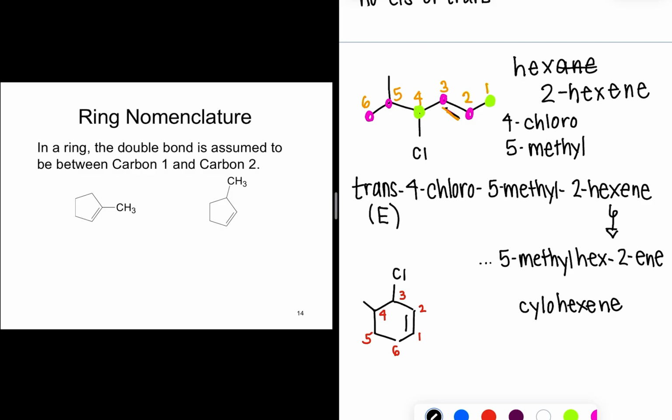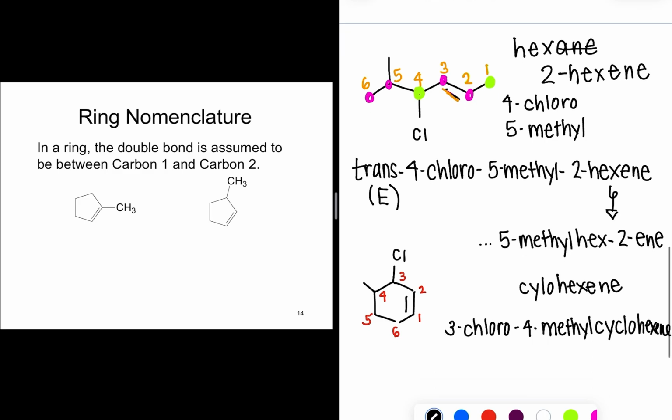And then at carbon number 3, I have a chloro, and at 4, I have a methyl. So this is going to be 3-chloro, 4-methyl, cyclohexene. Sorry, that got kind of smushed there.